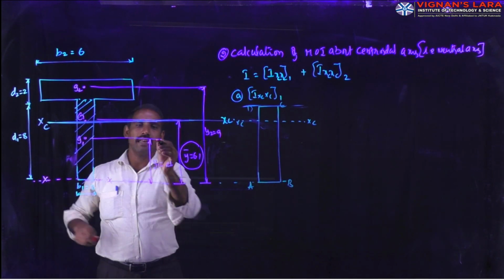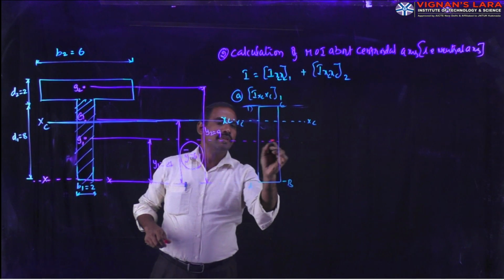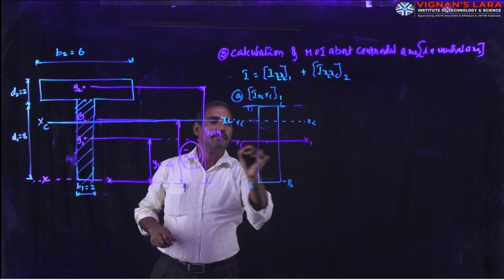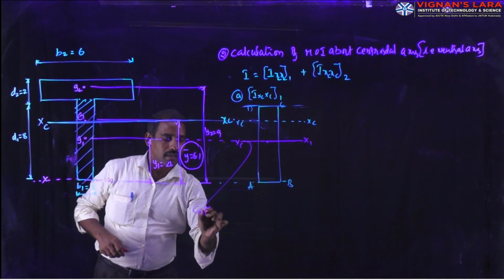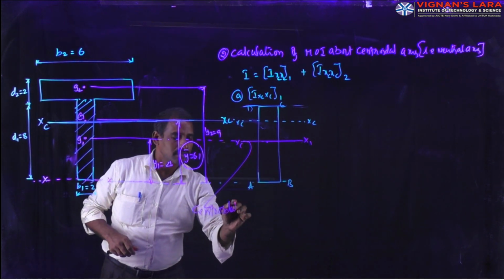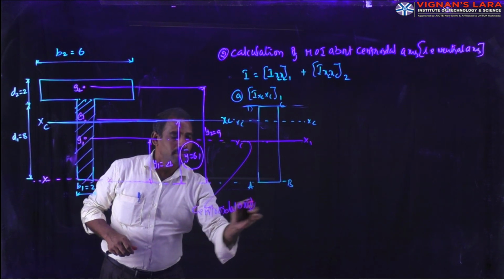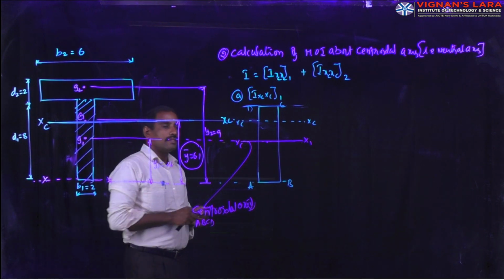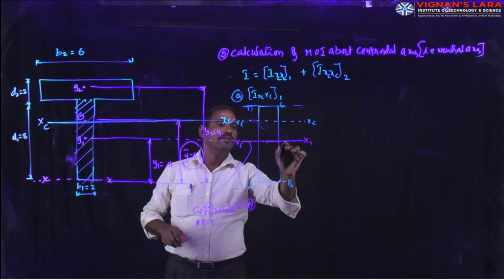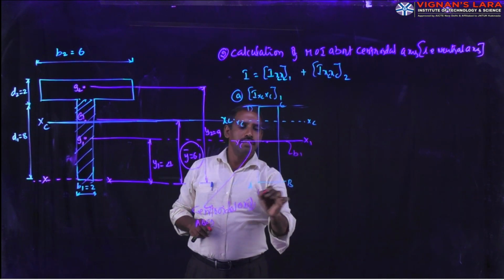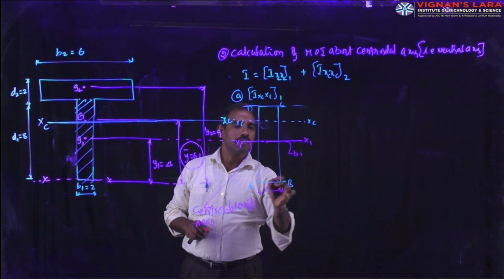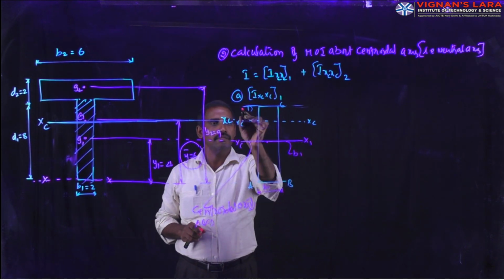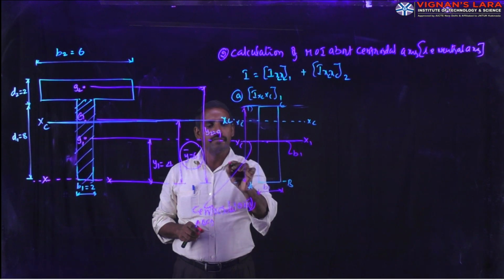What about the centroidal axis of the rectangle ABCD? This is the centroidal axis of the rectangle ABCD. That is the important one. So we just have to calculate. This is B1, this is D1, as we know.